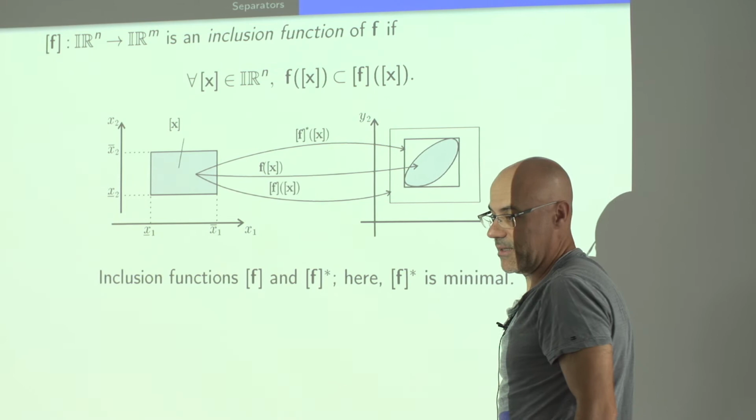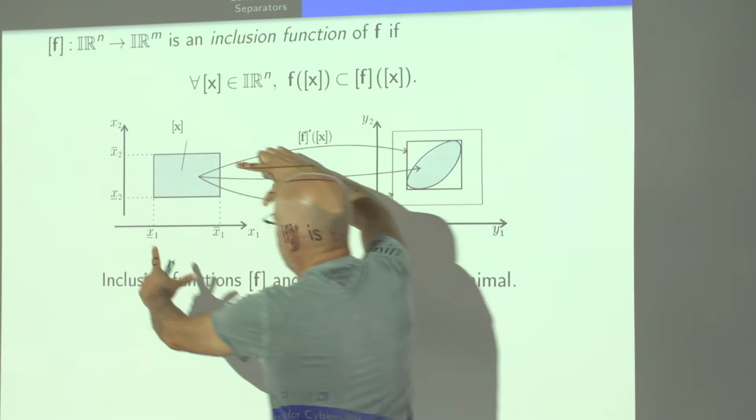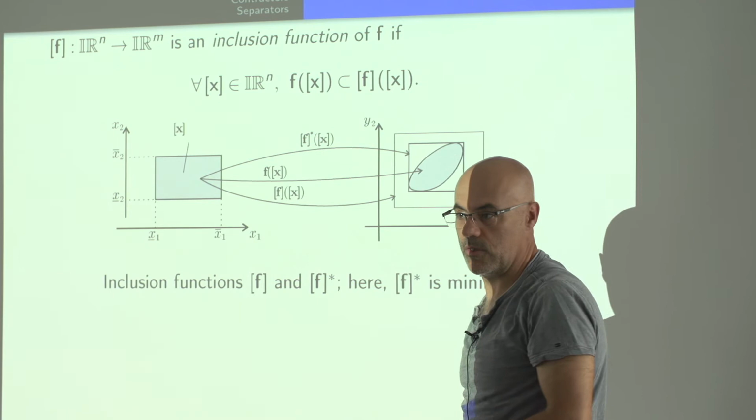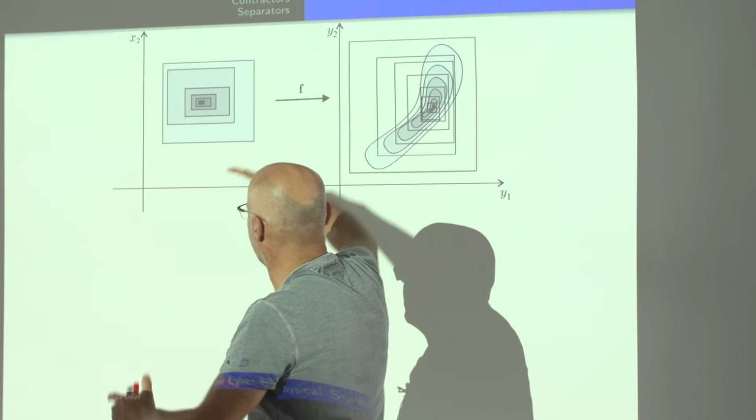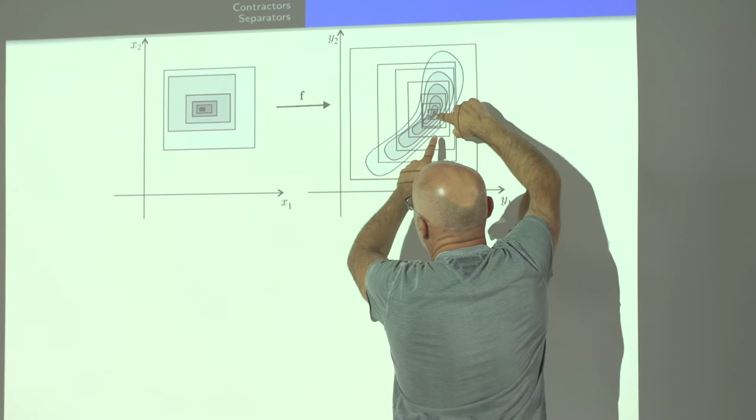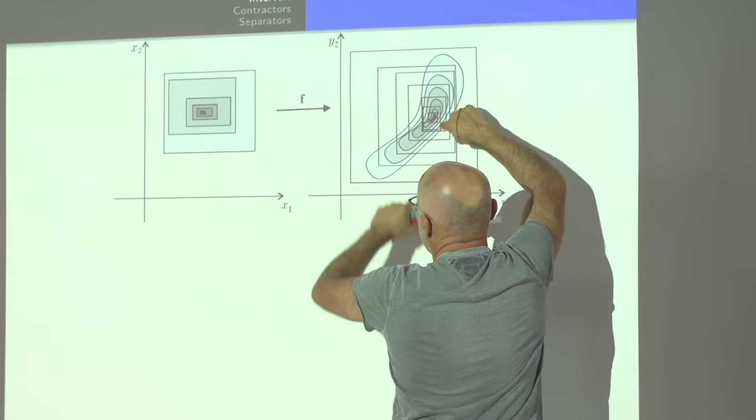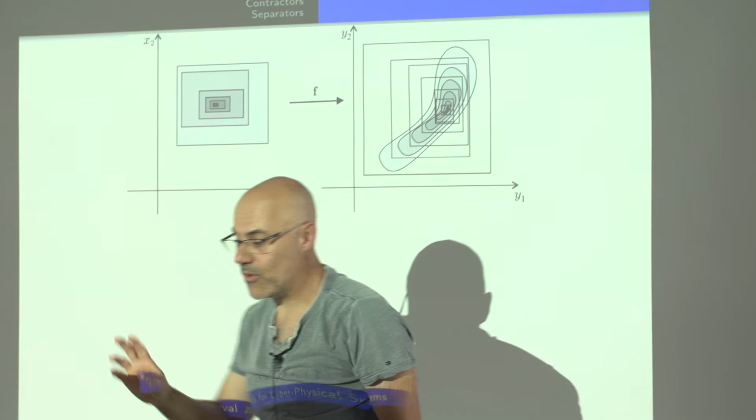Okay. Now I want something more. If this box converges to a point, here we want to converge also to a point. It is also possible. If I take nested boxes here with interval analysis, I will obtain also nested sets, of course, due to set theory, but also nested boxes as an output thanks to the inclusion function. So to understand this, we'll take an example as an exercise.